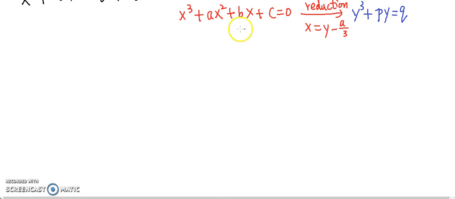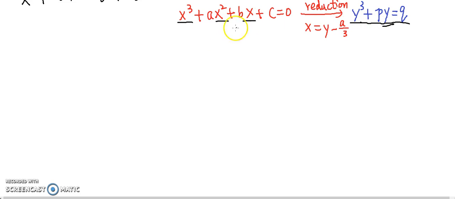We reduce this equation to a new equation, y cubed plus py equal to q. Notice that in this equation, the highest power is still 3, but we don't have y squared. So we have the third power and the first power, y, but we don't have y squared anymore. But in the original equation, we have the cube power, second power, and first power. And so hopefully this new equation is easier to solve than the original one.